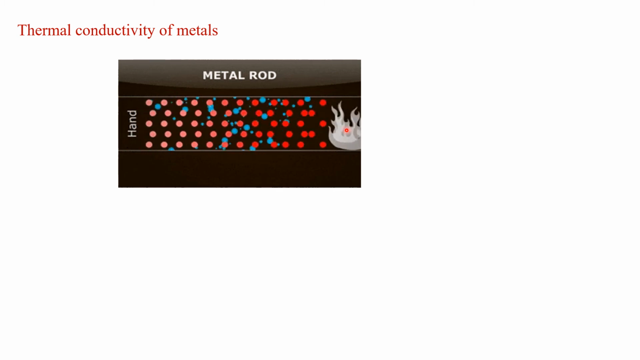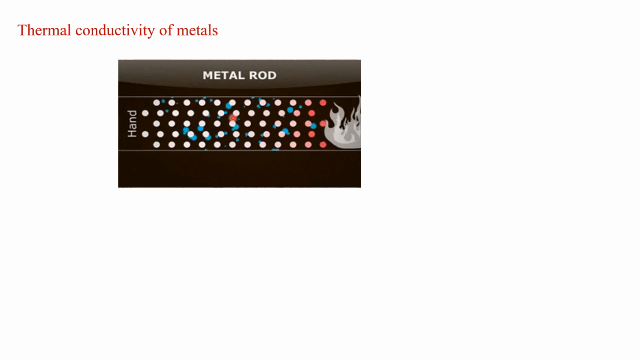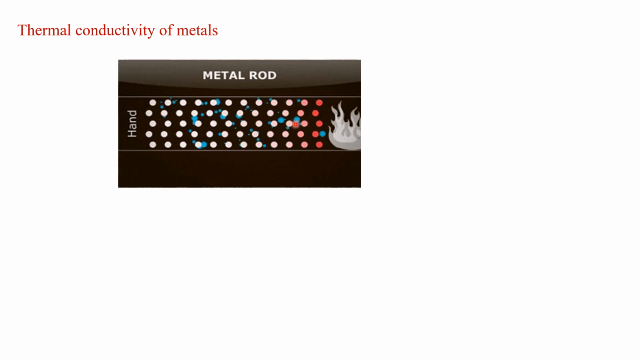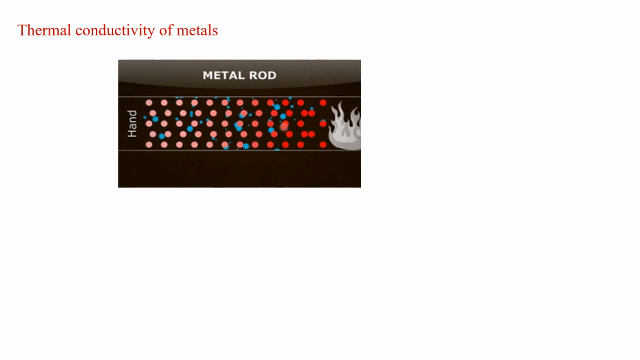The reason is these high-speed free electrons. When heat is applied, these mobile electrons receive heat energy and increase their velocity, that means increase their kinetic energy, and they rush from the heated end towards the comparatively cooler end. And thus heat is conducted in a metal. I think this is clear to you.